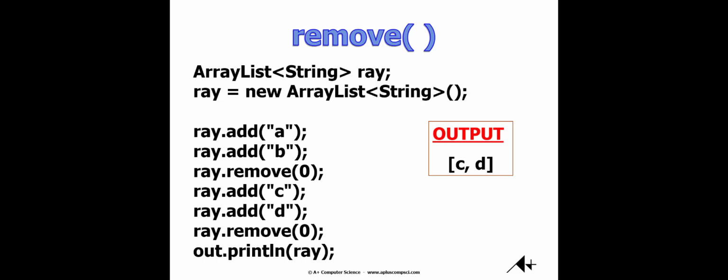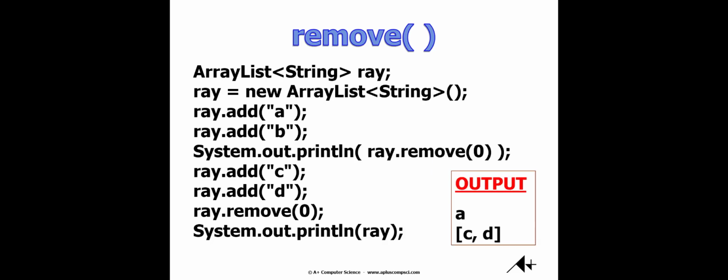So here I've added A and B, and I did a remove 0, which got rid of the A. Then I added C and D, and then I did another remove, which got rid of the remaining B and left behind the C and the D. So notice that each time you do remove, the items are shifted towards 0. Everything shifts to the left as you remove the items. And here, same thing. This time I'm printing out the remove so that you can see what's going on, and I'm doing the same manipulations as in the prior example.